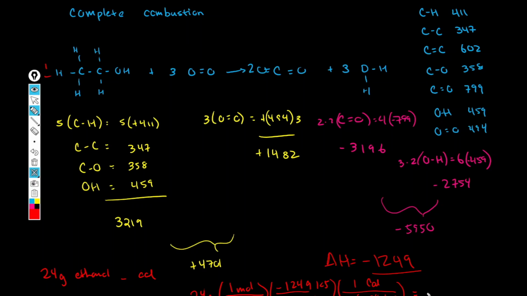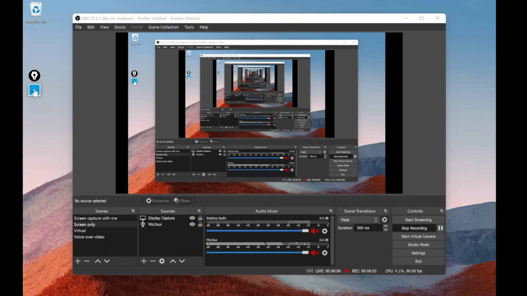So unfortunately, you can't see these again. 24 grams, you're going to multiply with the ratio moles over the molar mass, so 1 mole over the molar mass. Then you multiply it with the amount of energy per mole of ethanol. And since in the equation it's 1 ethanol that makes that, you multiply by 1249, and then you convert it into calories. Hopefully that turned out okay.